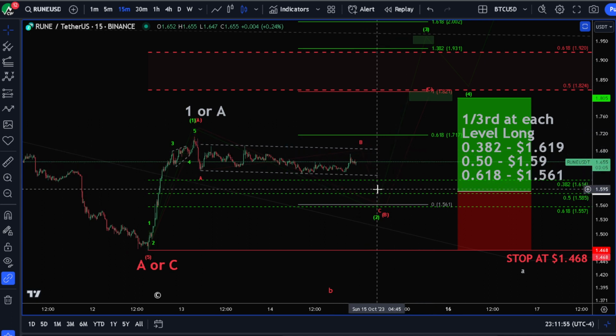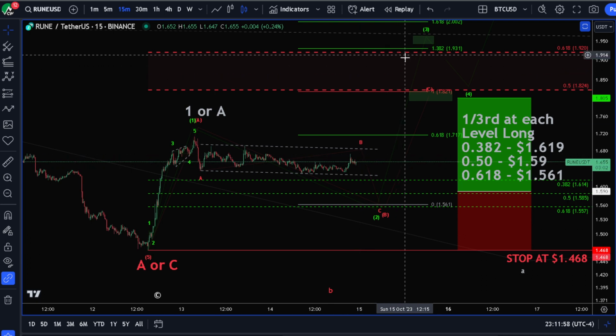And I hope we get this move down soon, because it would be pretty frustrating to miss it and we just take off from here.